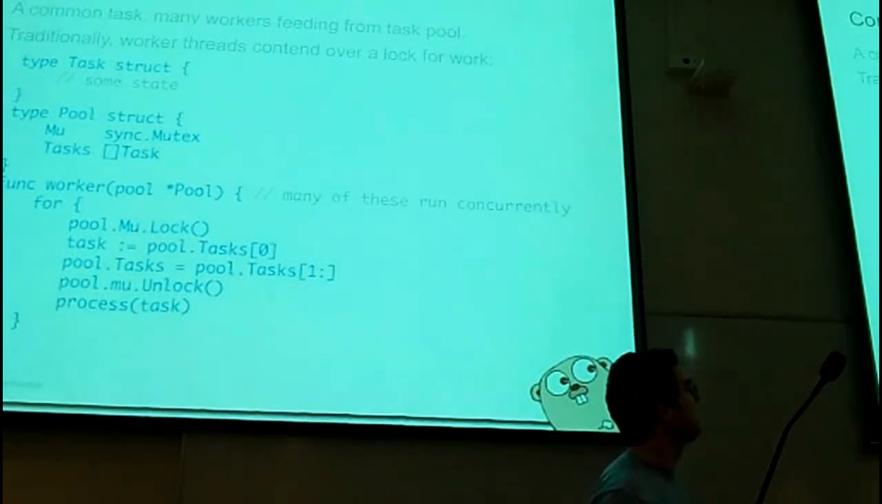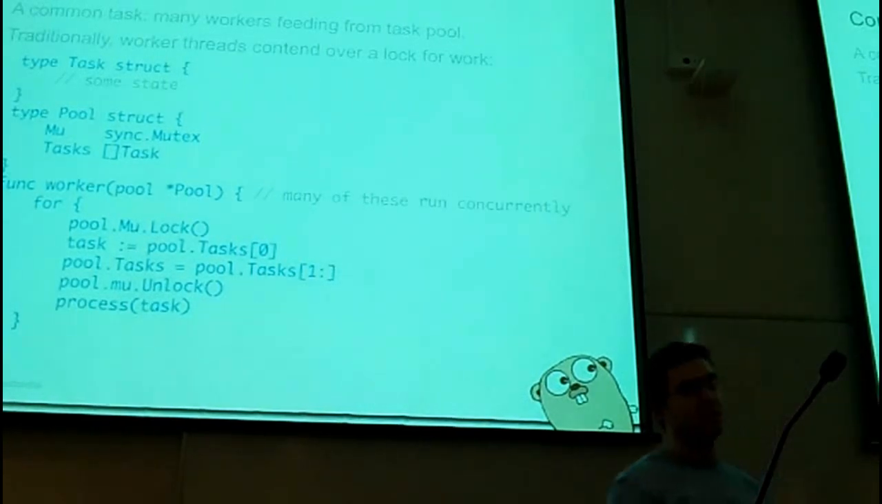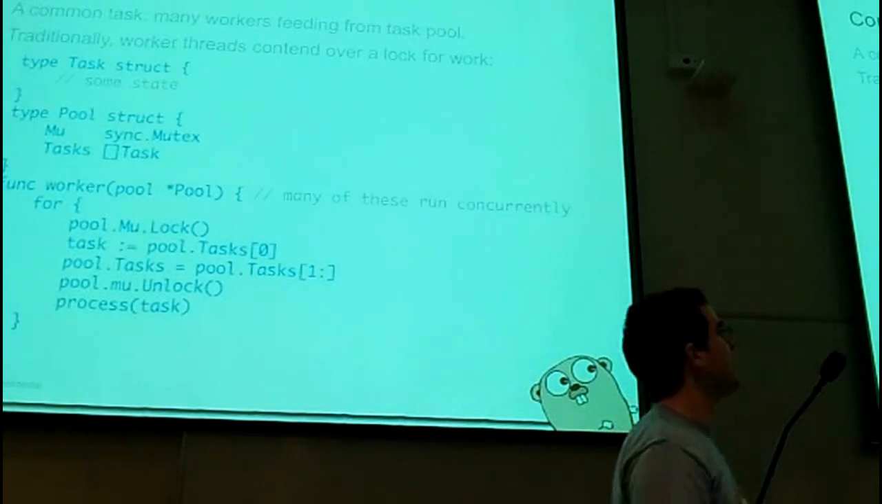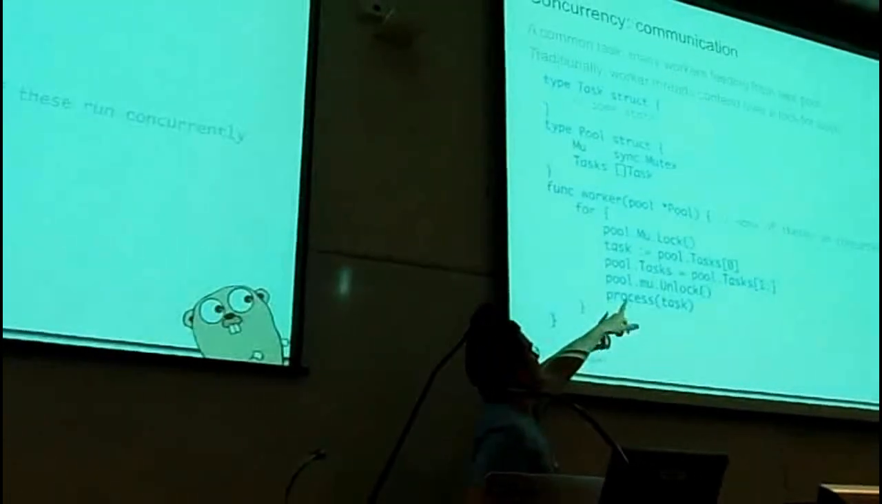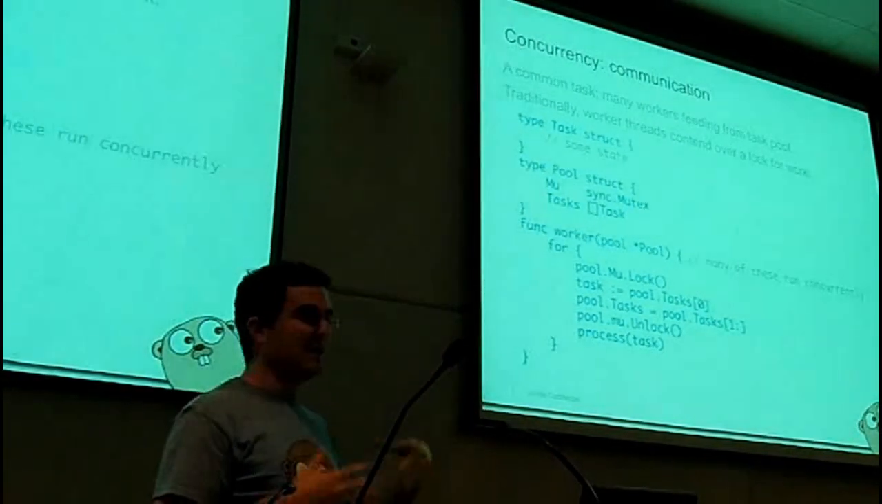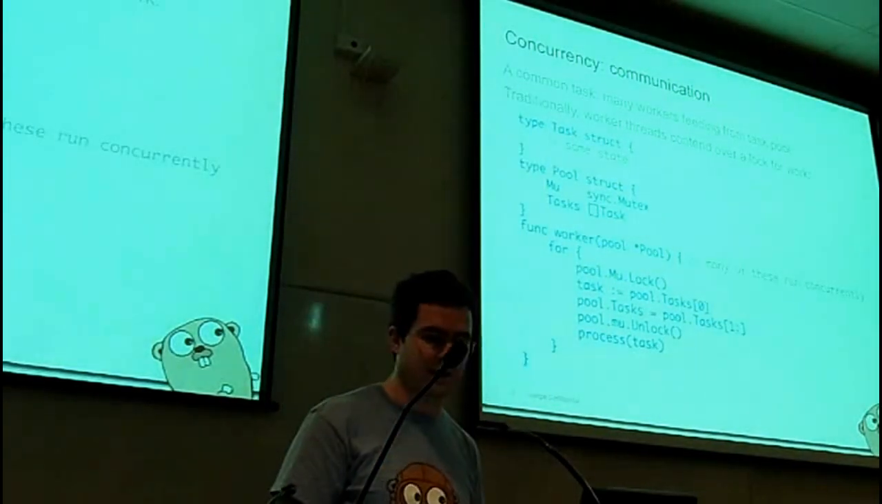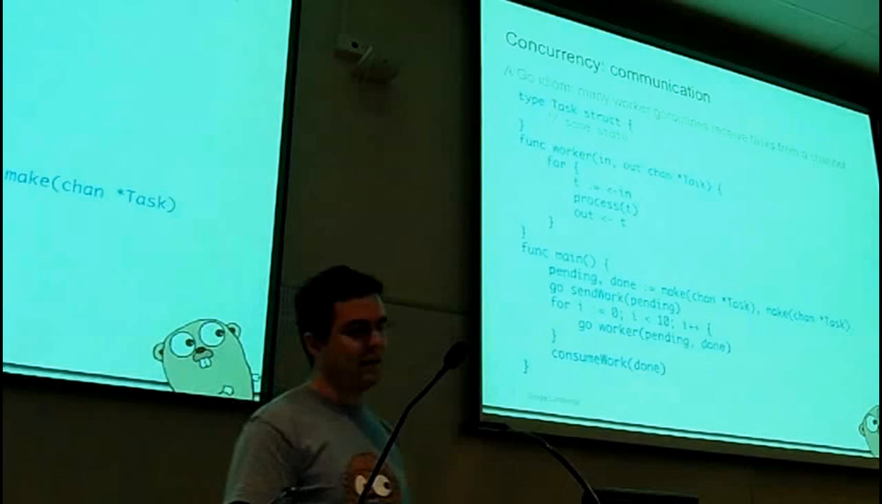Then it does the work somewhere, and when it's finished, it might take the lock again and put the thing back in the pool or whatever. But it means that in this piece of code, this part is just me dealing with the task pool, and this is the actual processing of the task. And it's kind of unwieldy. It requires you to do it correctly, or everything falls apart, and it can be very difficult to reason about once it gets more complex.